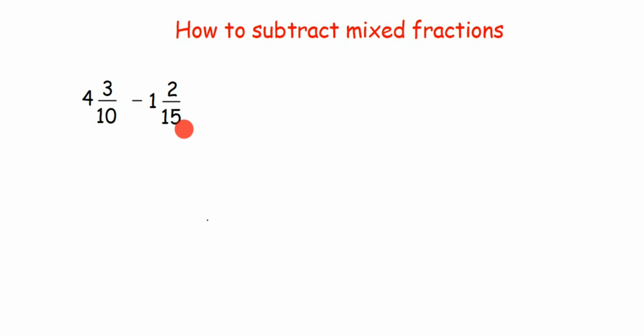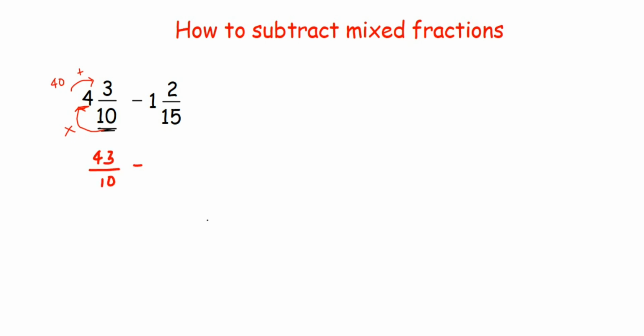When we're subtracting mixed fractions, the first step is to convert them into improper fractions. An improper fraction means the numerator is greater than the denominator. You all learned in the lower classes how to convert them. We first multiply the denominator and the whole number. So 10 times 4 is 40. Now the product we got, we add to the numerator. So 40 plus 3 is 43. We get 43 over 10.